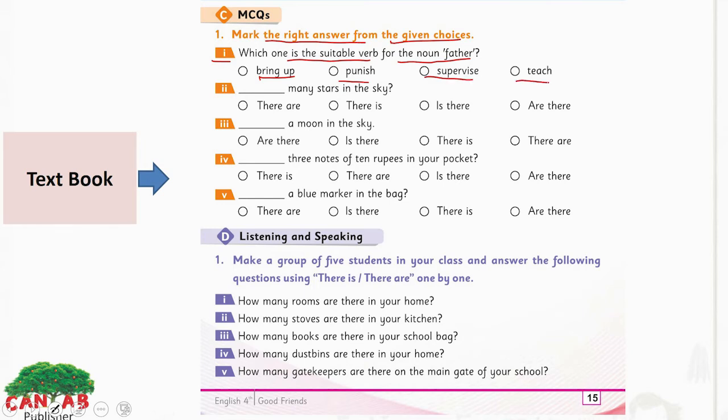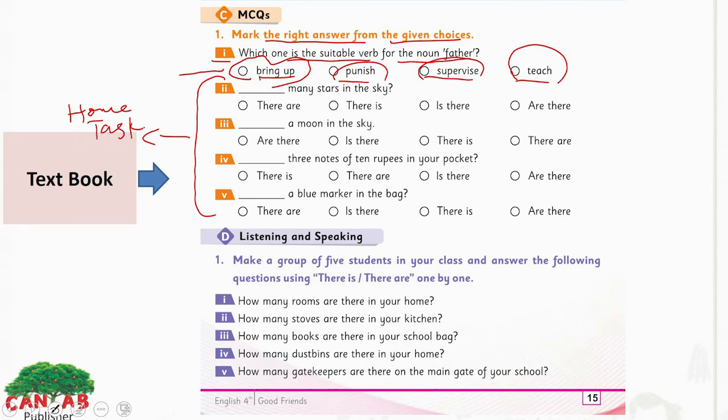Father का mostly क्या काम होता है? Bring up मतलब परवरिश करना, पनिश करना, सुपरवाइज करना और टीच करना. Yes, father brings up. This is the correct option for it. These 4 questions is your home task. I want you to do it yourself.